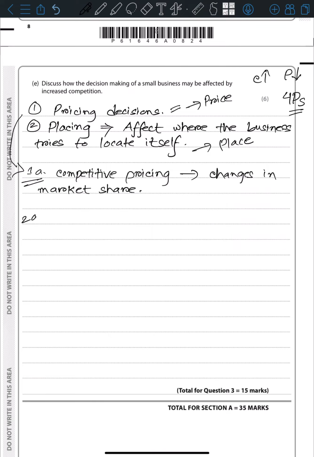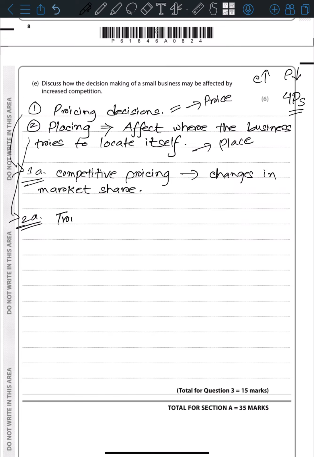And for 2A, which is building from here to here, how does placing, or where I locate, matter? So like I said before, wherever there is competition, business will try to locate in a different place because they will be benefited if they are away from competition. So we will write exactly that. A small business may decide not to locate in an area where competition is high and try to locate in an area where competition is low.